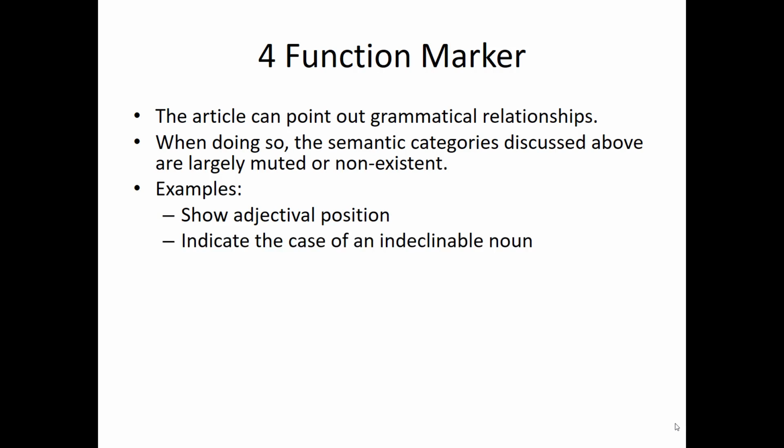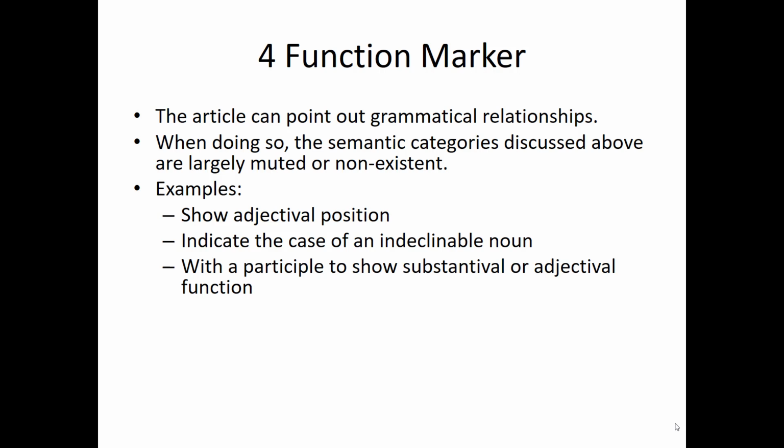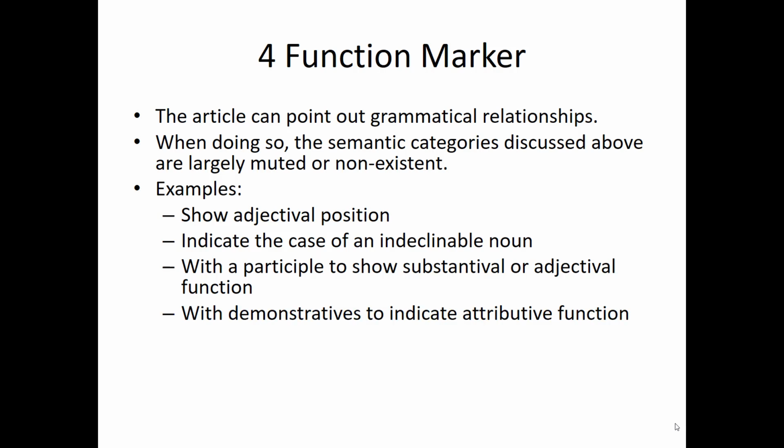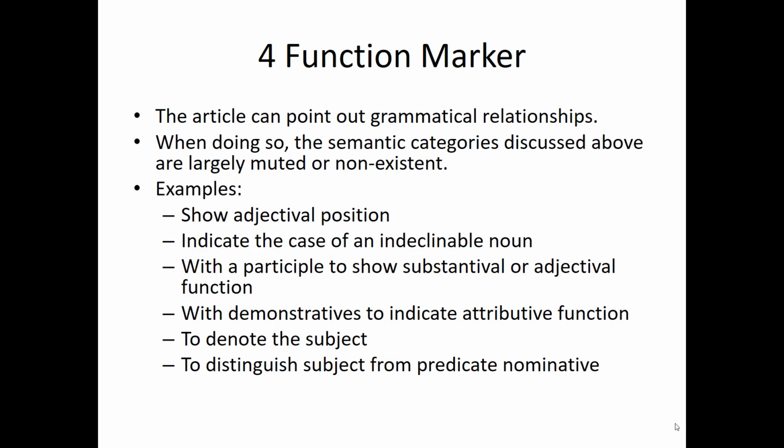The article can also help to indicate the case of an indeclinable noun. We mentioned Nathaniel earlier, but there are other nouns that don't decline. How do you know what case they are? Well, you hope that you have an article there that does decline, and then you'll know. The article can accompany a participle, and it can reveal either substantival functions or adjectival functions. The article also goes with demonstrative pronouns, the houtos, ekeinos type of pronouns, and in doing so, it helps point out attributive function. You've seen already this semester where the article is helpful in pointing out the subject and to distinguish the subject from a predicate nominative.